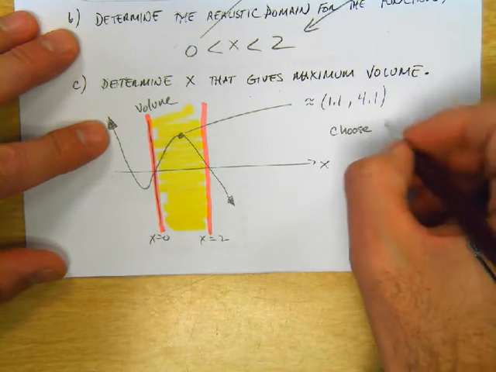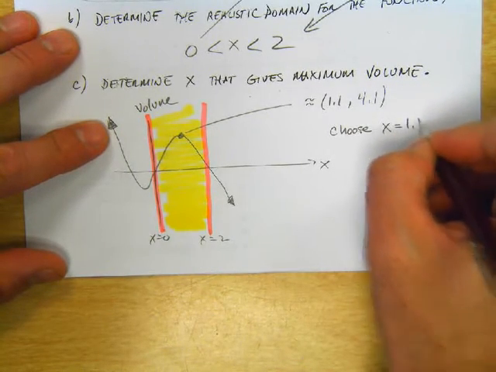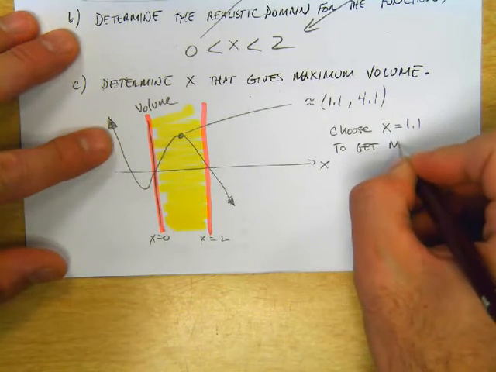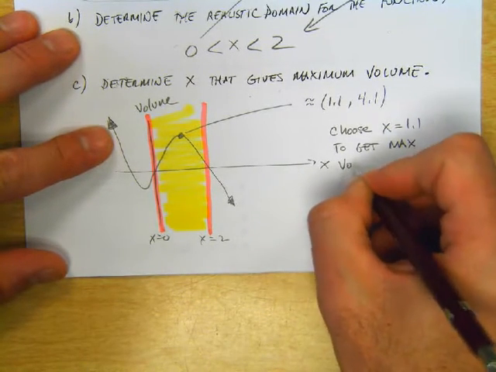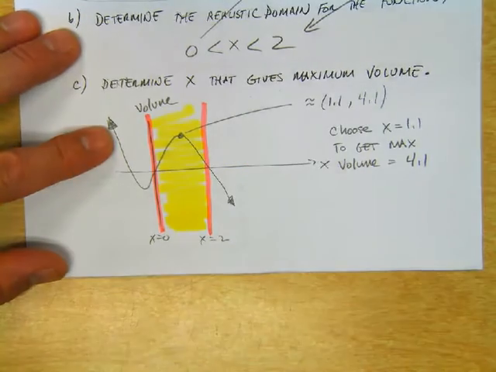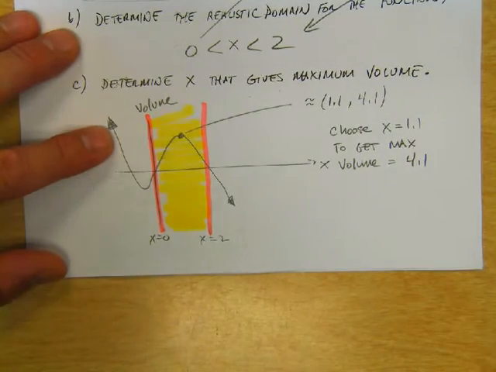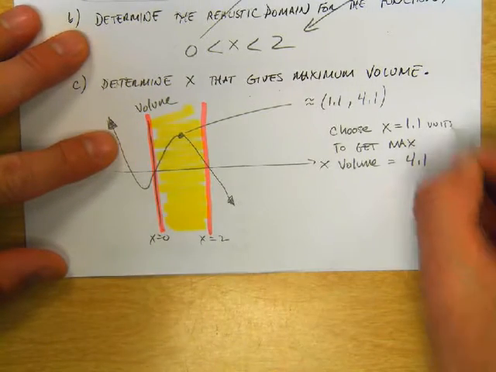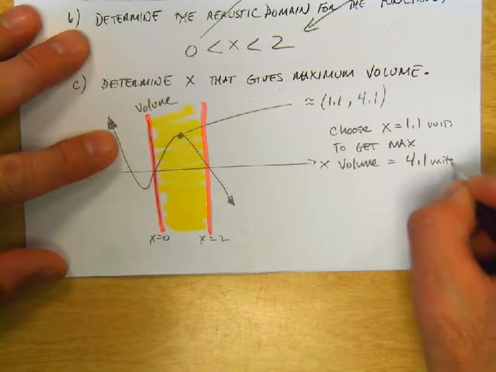So we need to choose x equals 1.1 to get max volume equal to 4.1. And I neglected to put any units in this problem, so we could just write units and units cubed.